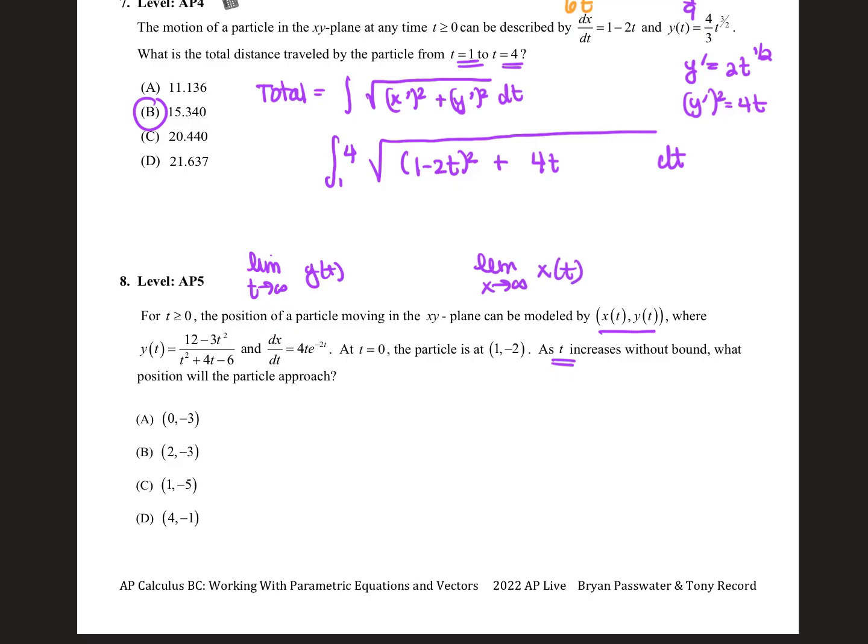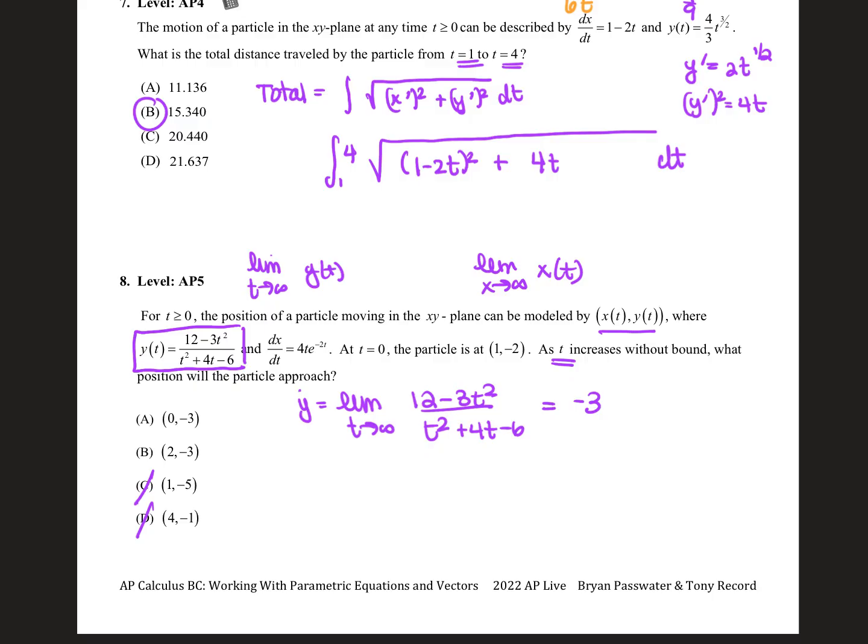Well, looking at y is pretty easy because we just have a rational function. So for y of t, the end behavior would be equal to the limit as t goes to infinity of this. Degrees are equal, so it's the ratio of the leading coefficients, so -3. So I know it's not c or d.